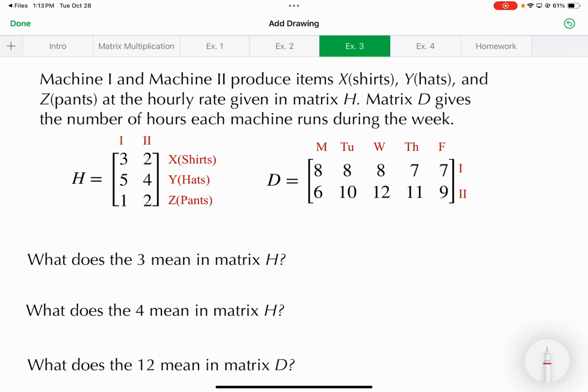Hey, this is a practical application problem. That's interesting. Okay. Machine 1 and 2 produce shirts, hats, and pants at the hourly rate given in matrix H. Matrix D gives the number of hours each machine runs during the week.